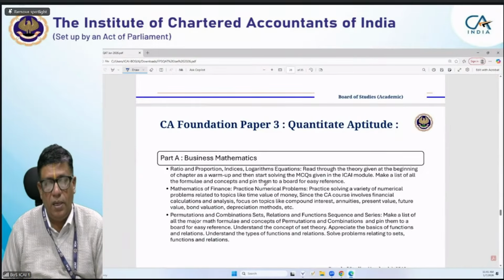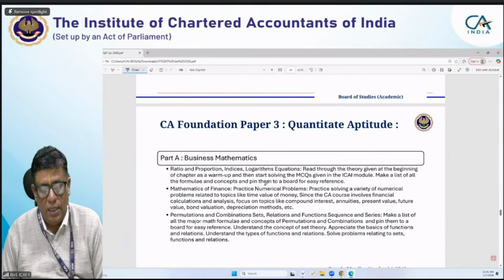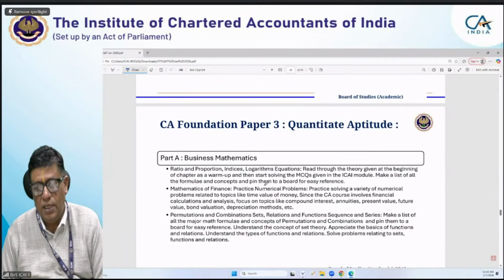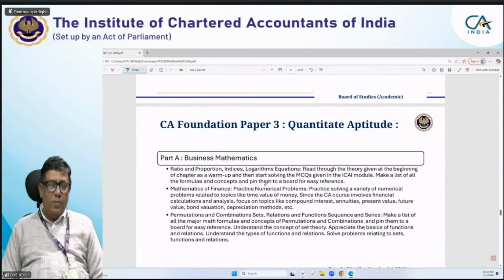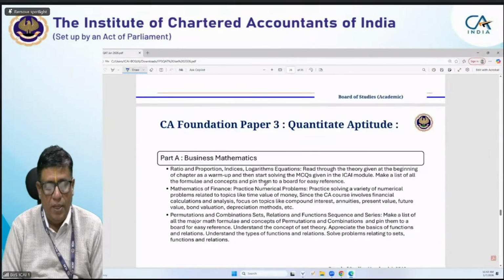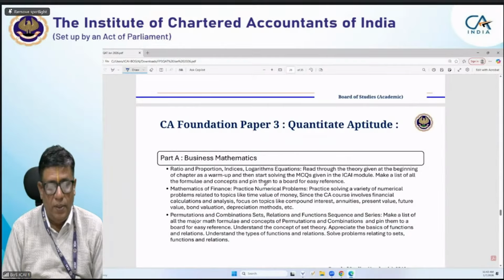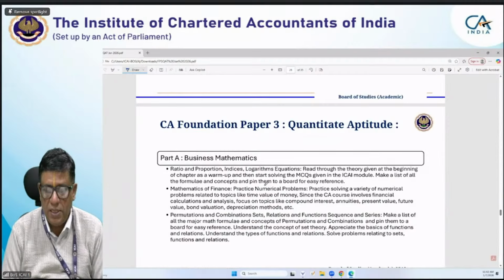Next, permutation and combinations. Permutation and combinations are very, very important. And sets, relations, functions, sequence and series. Make a list of all the math formulas in these chapters, especially permutation and combinations; these concepts are all very, very important. Set theory is also very interesting. What is the power set, and the various kinds of functions and their relations.